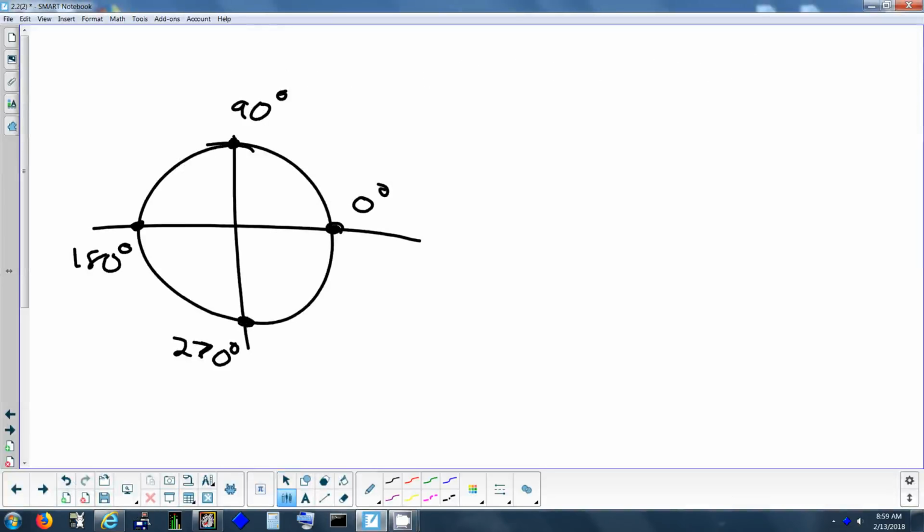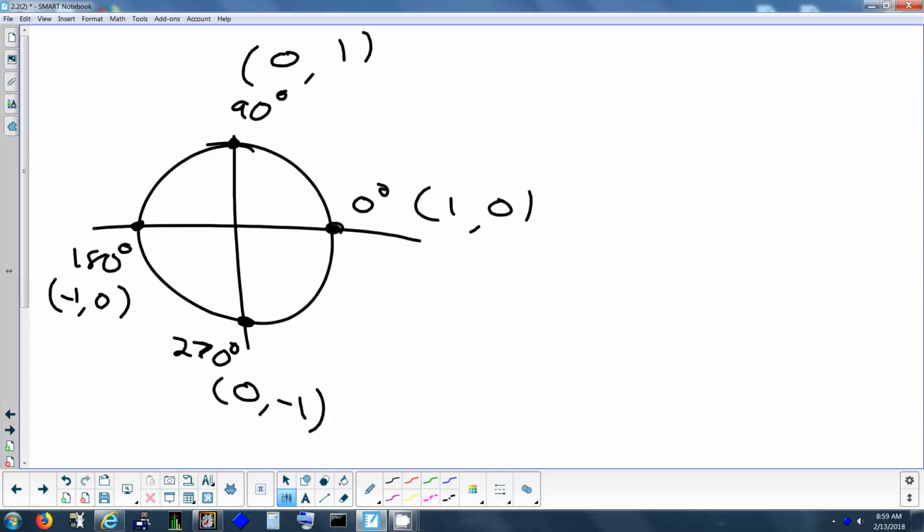Colby, can you remind me, what's the coordinates for 0 degrees? 1, 0. Yep, 1, 0. Coordinates for 90, how about Luke? 0, 1. 0, 1. 180 is negative 1, 0. And PC, how about 270? 0, negative 1. 0, negative 1. Okay, so that's the kind of coordinates we worked with yesterday.